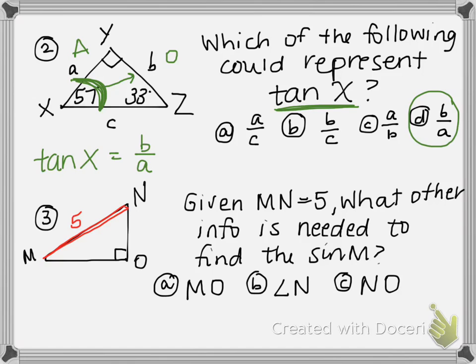That's what we're given. And we're looking for sine of M. So we're looking from this angle, we're looking for the sine. Well, we know sine needs the opposite side and the hypotenuse. Well, we have the hypotenuse, so what is the other thing that we need in order to find the sine? Well, we need side NO. And I know most of you are probably going, no, but it's true. We need side NO.